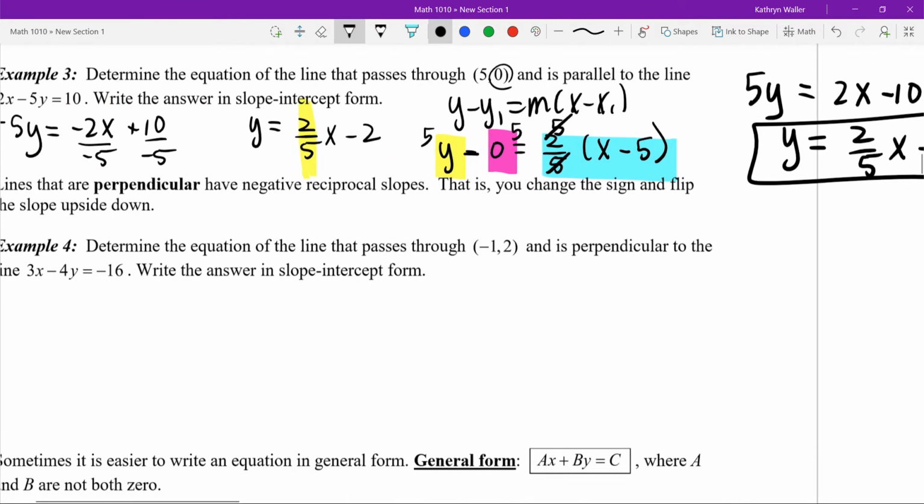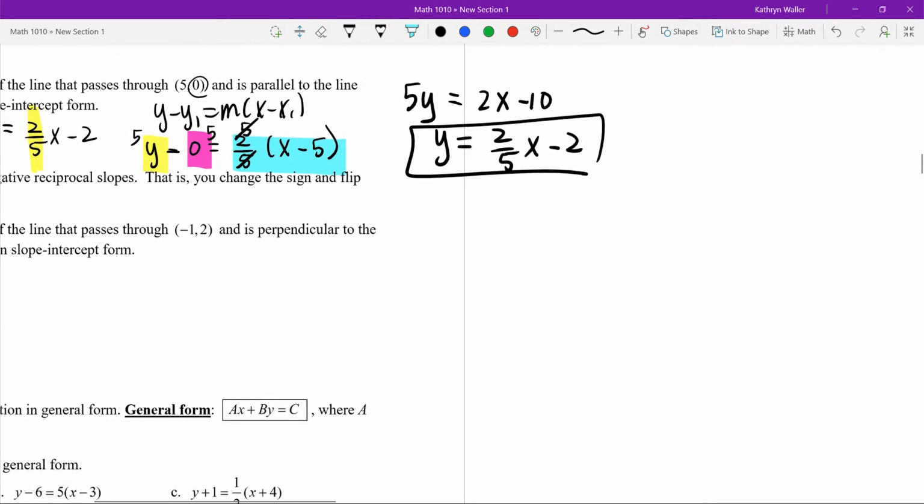Okay, now we're going to talk about perpendicular. Everybody take your pencil and draw a line somewhere on your paper. I don't care where it is.